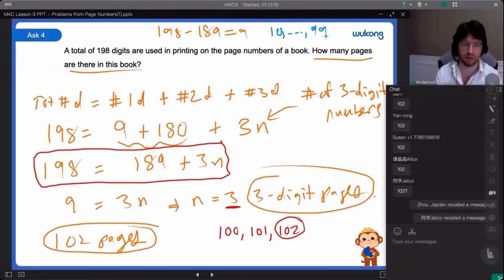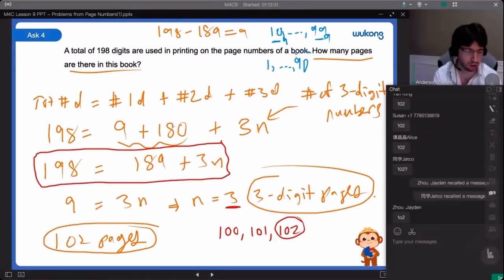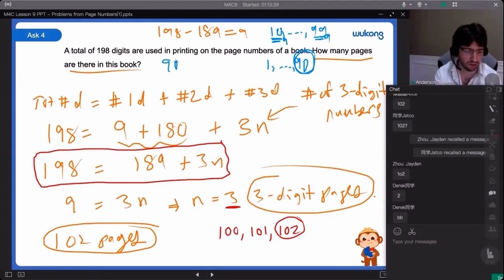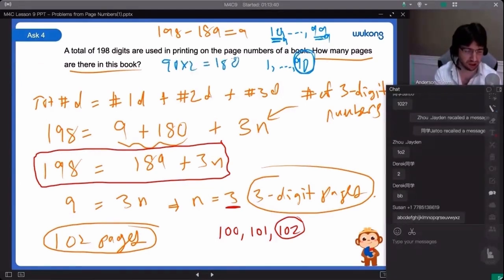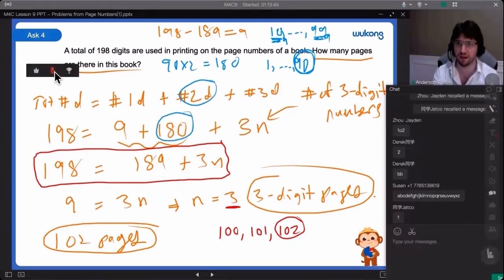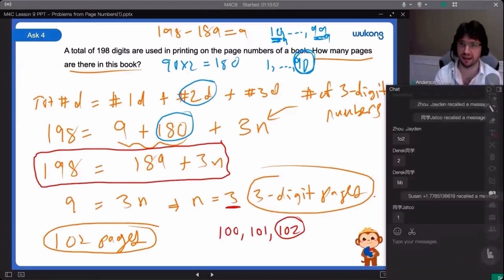The reason is, I'm just going to mute for a second because of the echo. From 10 to 99, remember you can subtract 9 from each of those. So that's the same as 1 through 90. So there are 90 pages from 10 to 99. Each of those is a two-digit number, so you have 90 times 2, which is 180 digits coming from the two-digit pages from 10 to 99. That's where the 180 comes from. Does that make sense? Oh, you got it. Great, wonderful.